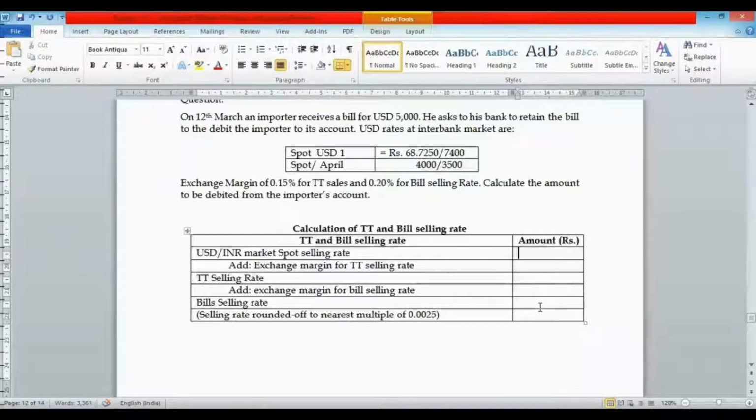Here. Now, USD/INR market spot selling rate. So, the market spot selling rate is 68.7400. Figures after the hyphen. And now, the exchange margin of TT at the rate of 0.15%. That means we have to calculate what the exchange margin of TT selling is. And if you calculate, it will come to 0.1031. You add this, and it will come to 68.8431.